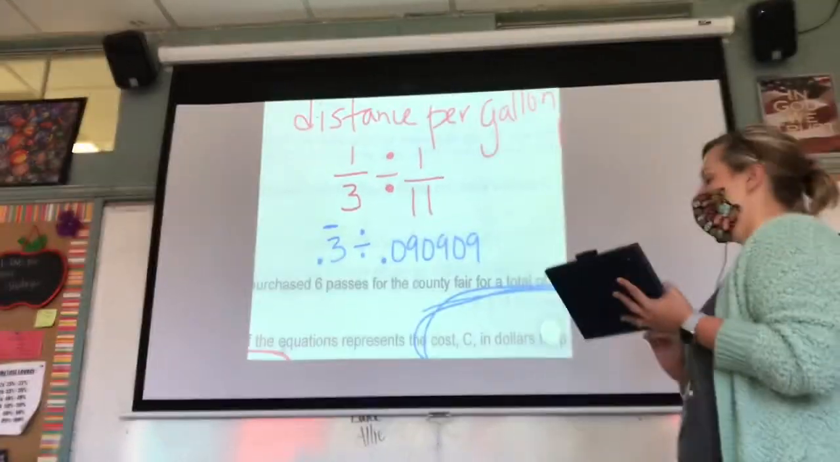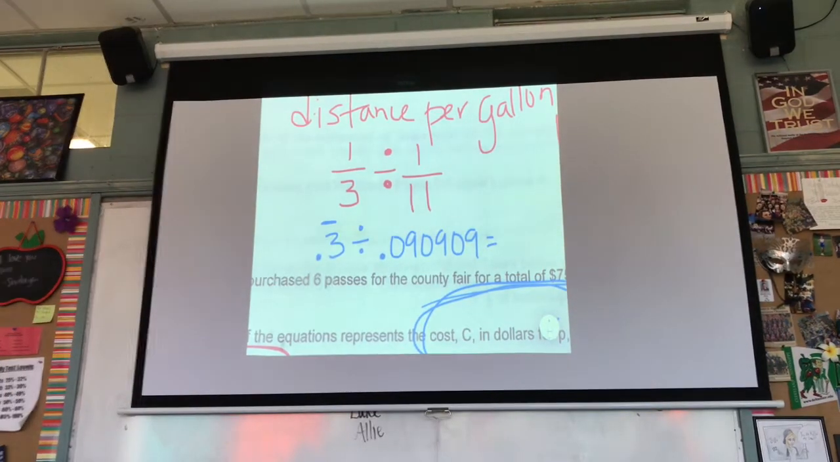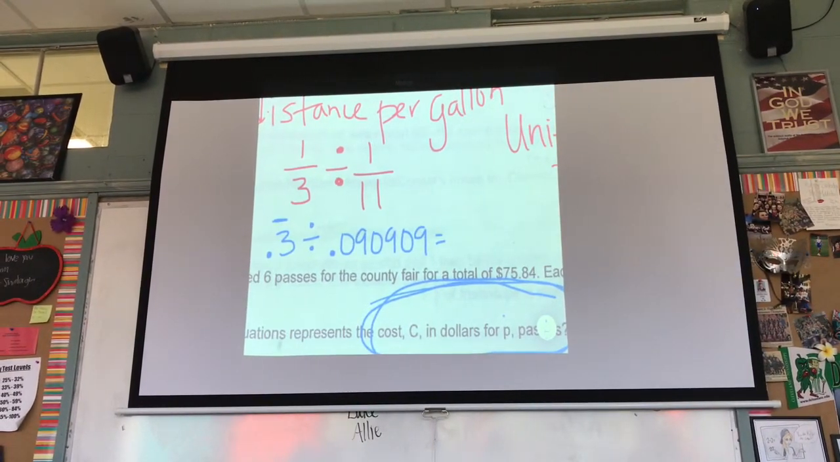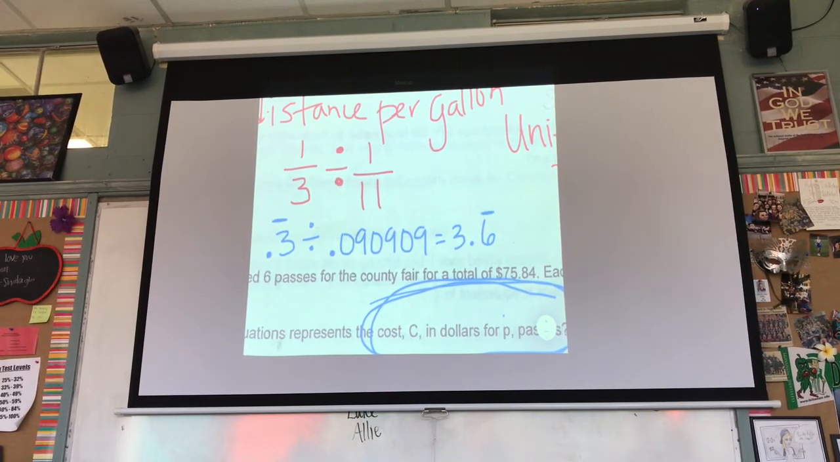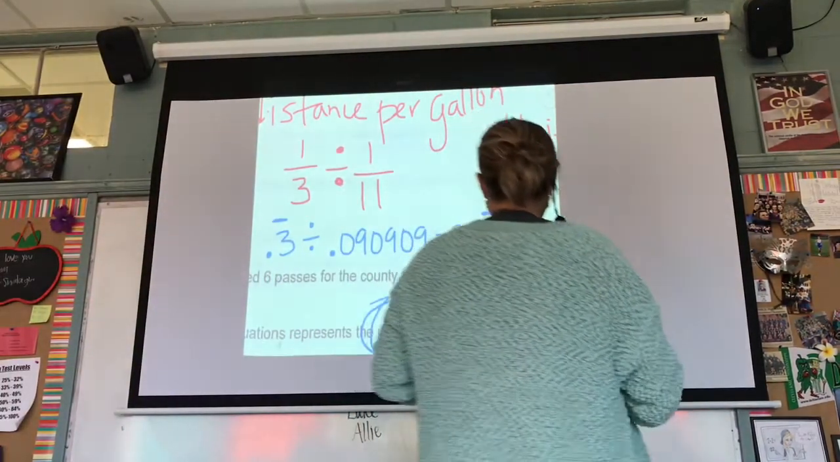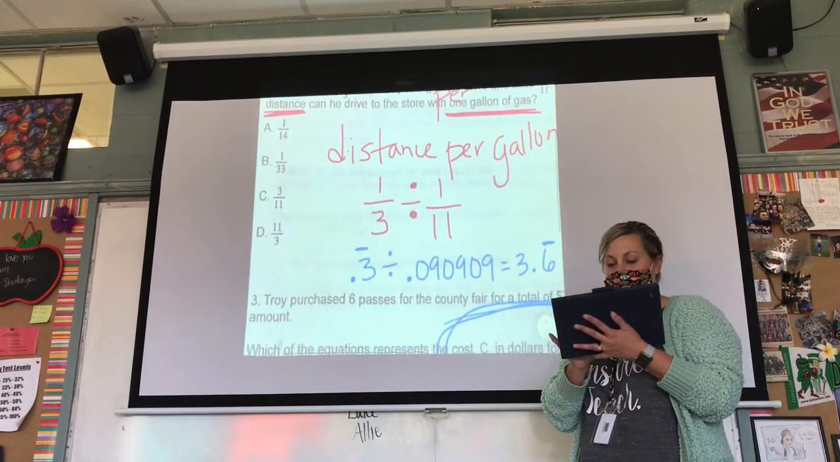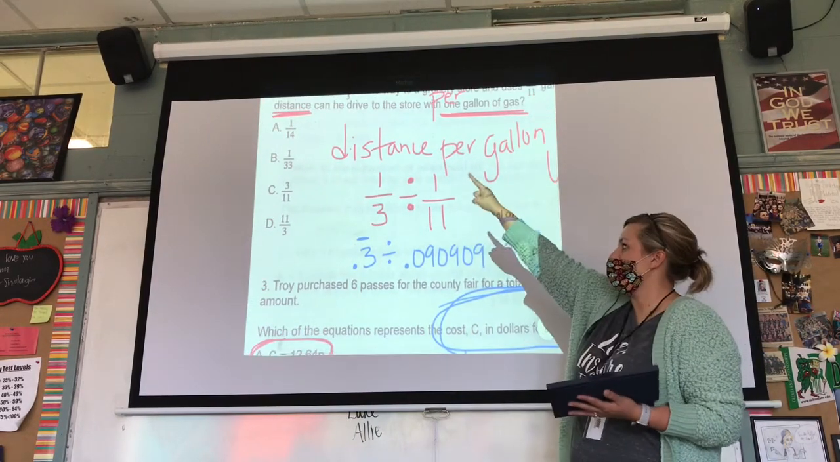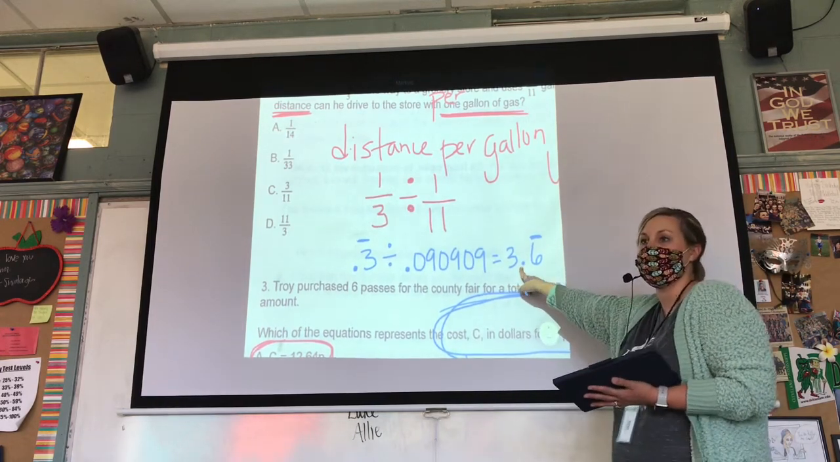0.09 repeating. Alright, so if you put all that in your calculator, 0.3 repeating divided by that, very good job, Austin got 3 with a bunch of 6's and then a 9 at the end. That 9 at the end is not important, so we're just going to change it to 3.6 repeating. Now we've got to divide our answer choices and see which one gives us 3.6.